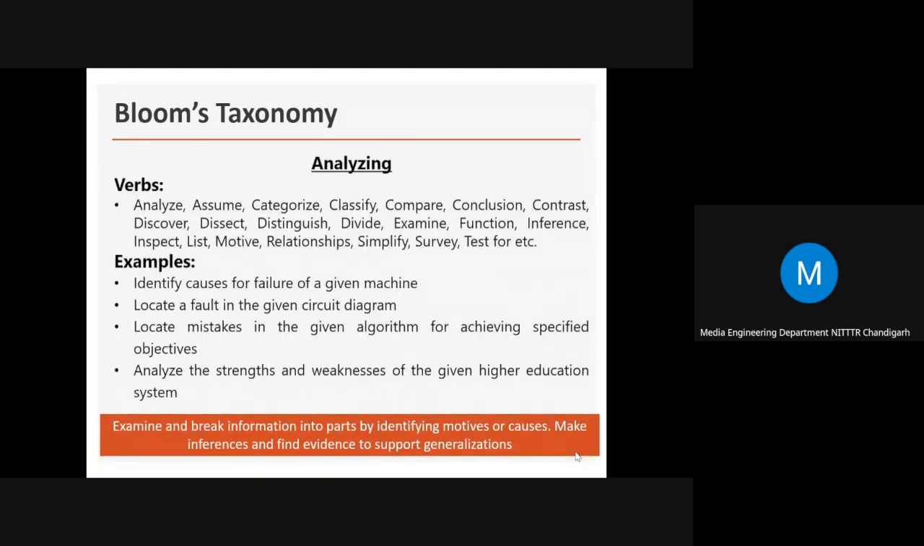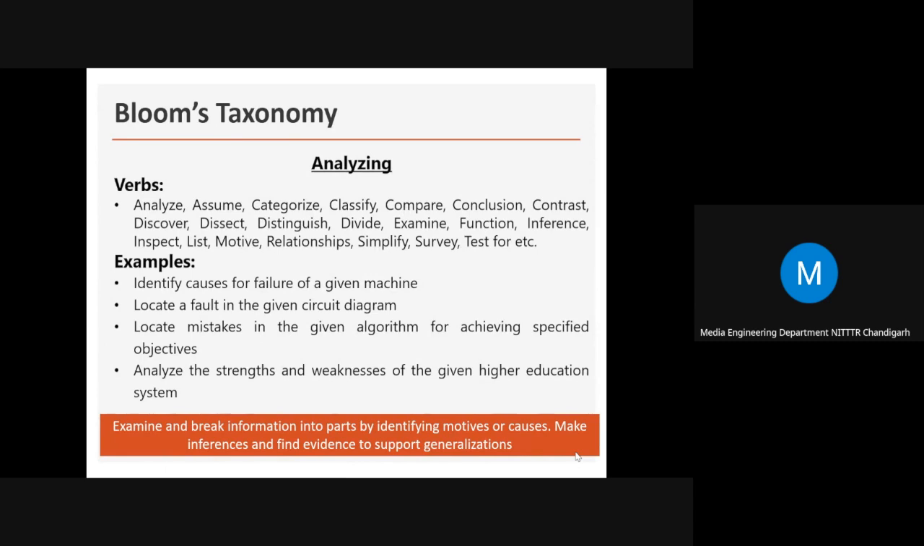Okay, then next we have the analyzing level. So the first three levels are generally called LOTS, lower order thinking skills, and the upper three levels are called higher order thinking skills: analyzing, then evaluating, creating. So here you can see the examples: identify causes for failure of a given machine, locate a fault in the given circuit diagram.